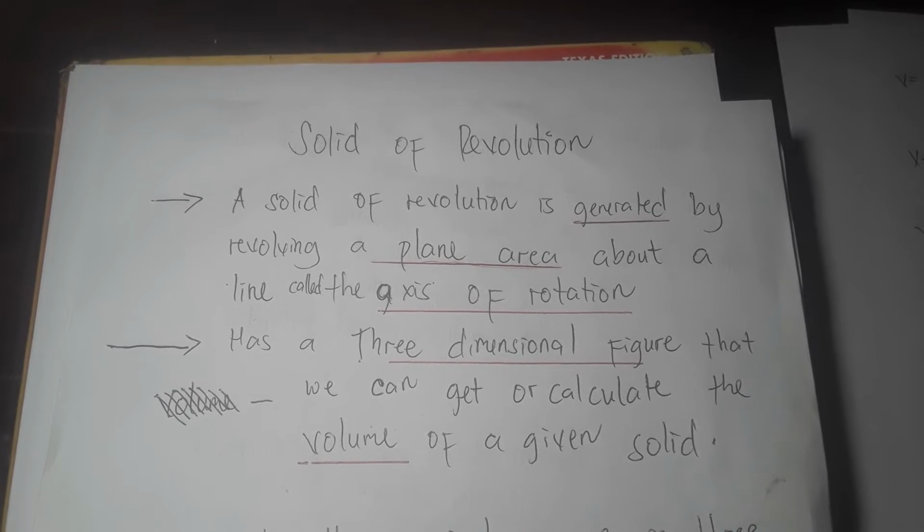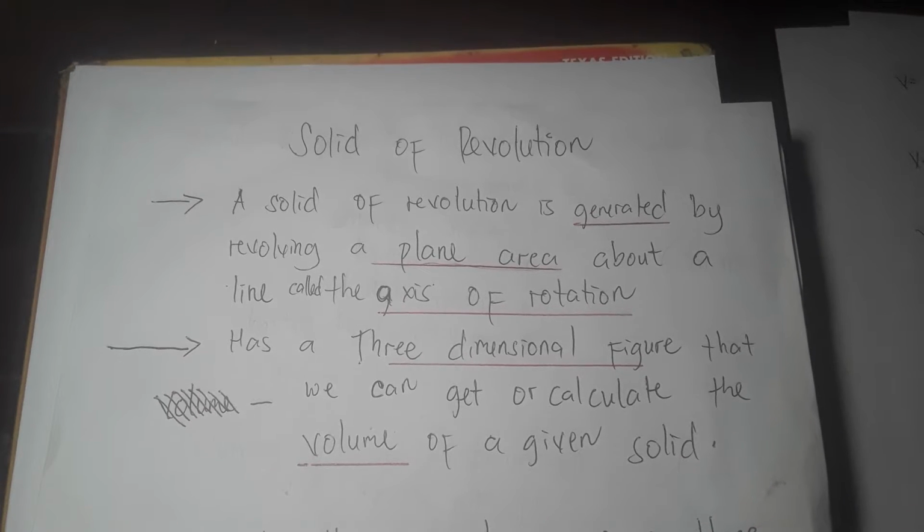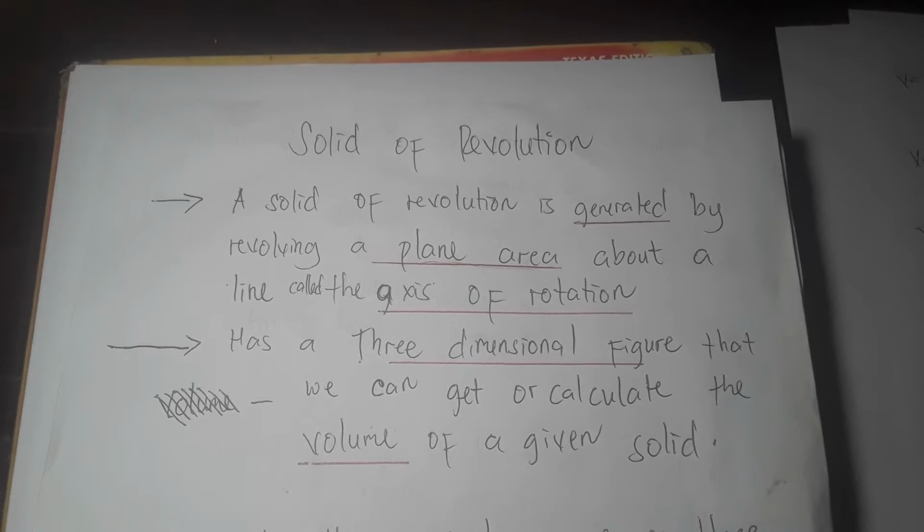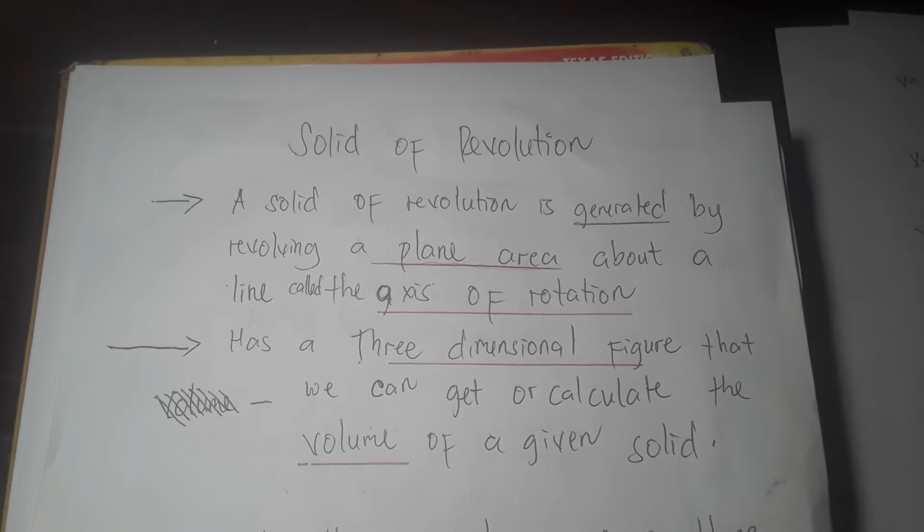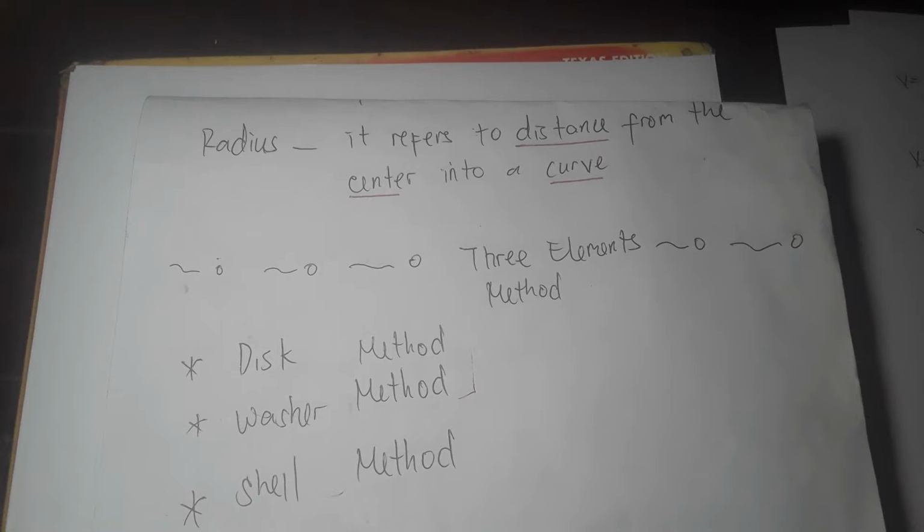In this video, we are going to tackle solids of revolution. I have a short explanation about solids of revolution. It talks about a three-dimensional figure that has a volume, and for calculating the volume of solids of revolution, we have three methods. What are those? We have the disk method, washer method, and the shell method. These are useful for calculating the volume of solids of revolution.